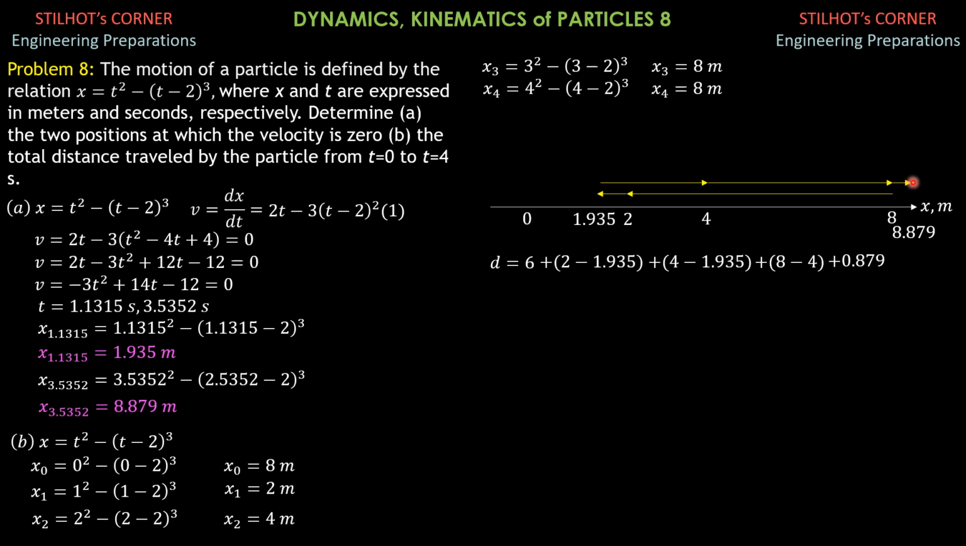The particle is at rest from 3.5352 seconds to 4 seconds, it went back to 8. And again, the distance traveled is 0.879. So plus 0.879. This is the path traced by the particle from 0 seconds to 4 seconds, and this is the distance traveled by the particle. So the distance traveled by the particle is 13.888 meters. So that's all for this video.